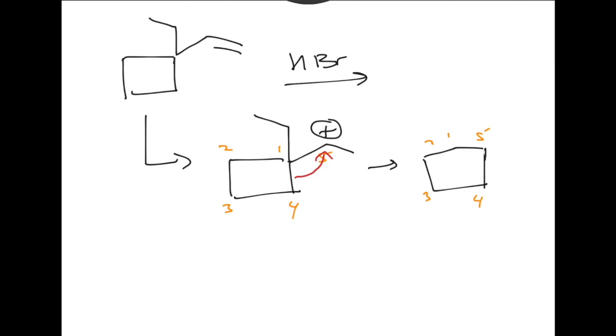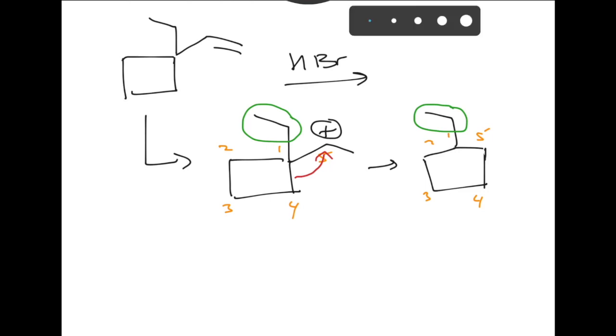So carbon 1 in the starting material had an ethyl group on it, right? Nothing happened to that ethyl group. That ethyl group should still be there. So this ethyl group right here is this ethyl group right here. Carbon 1 had an ethyl group in the starting material, so carbon 1 needs to have an ethyl group in the product. Carbon 5 had a methyl group on it, this methyl group right here. Nothing happened to that methyl group. Carbon 5 in my product needs to have a methyl group. So that's that methyl group right there.